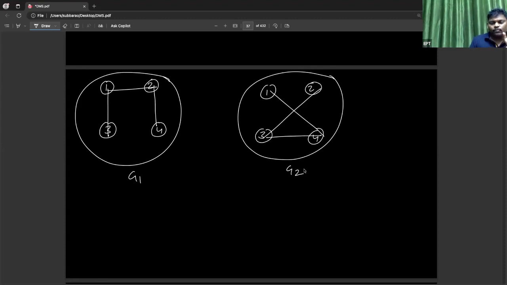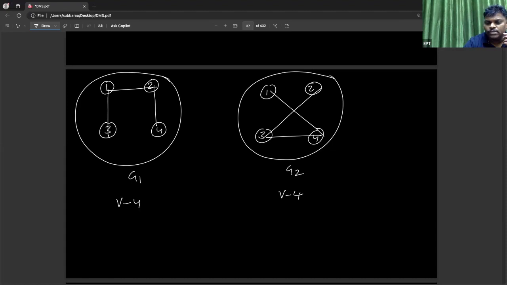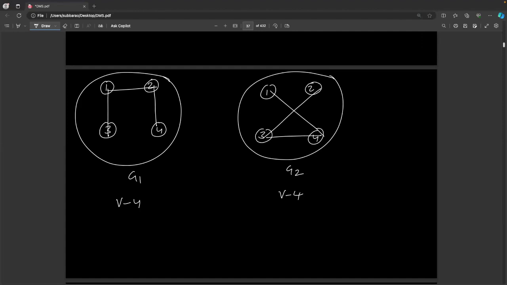G1 has 4 vertices. G2 also has 4 vertices. Careful, everyone make it fast. Respond. G1 has 4 vertices, G2 also 4 vertices. Yes. Next. G1 has 3 edges. G2 also has 3 edges.